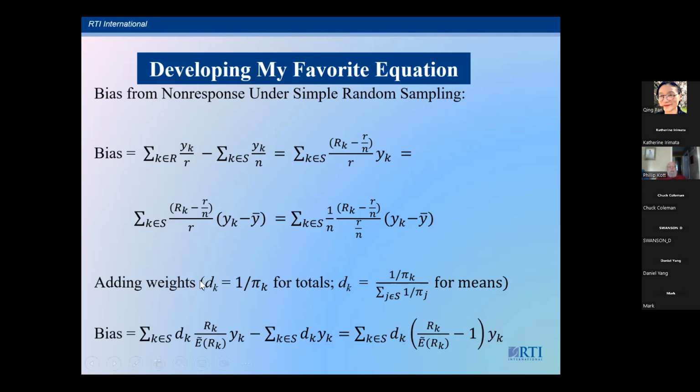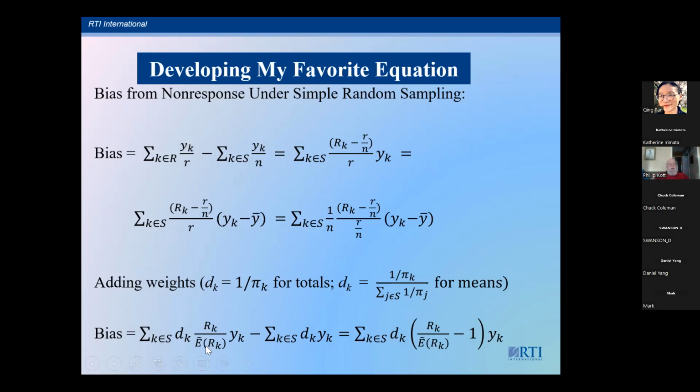Now we can add weights. Now I'm going to say the weights are D. D is either 1 over the probability of selection for totals, or 1 over the probability of selection over the sums of 1 over the probabilities of selection for the whole sample for means. I just call that the sample weight. And mostly we'll be thinking about means, although I'll give you an example with totals, which is the example that I was working with a lot.